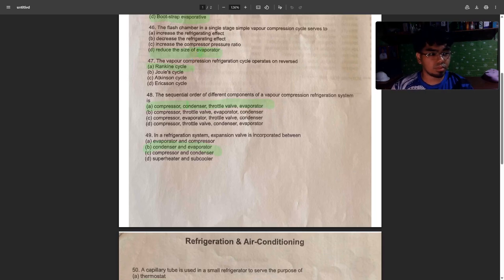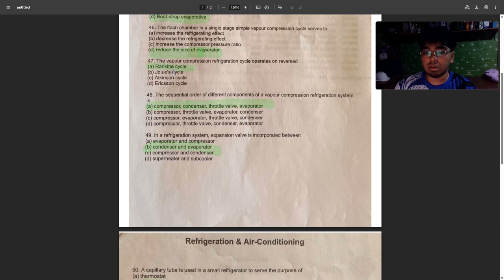Why? A flash chamber separates the liquid and vapor refrigerant after expansion. It removes some vapor before the refrigerant enters the evaporator. So less refrigerant needs to pass through the evaporator. So therefore, it is letter D, reduce the size of evaporator.